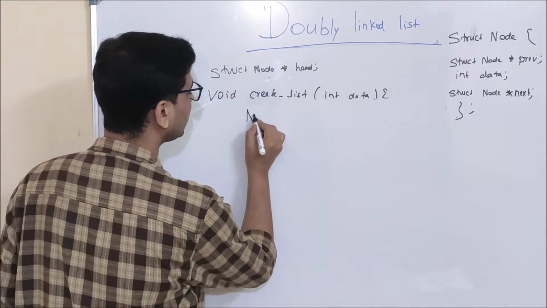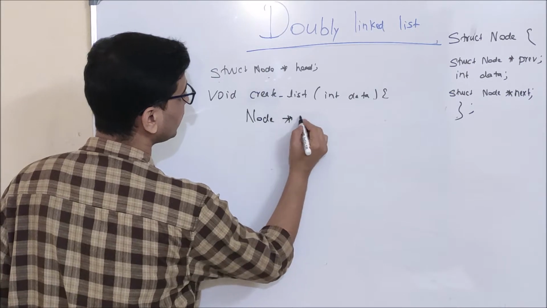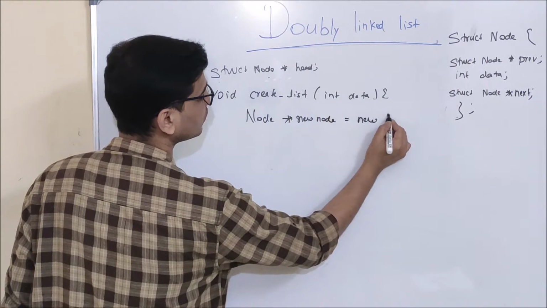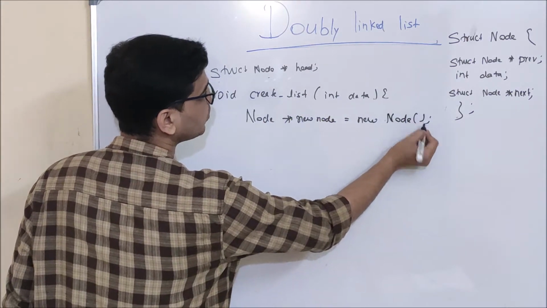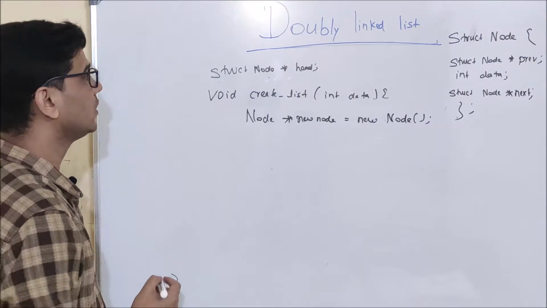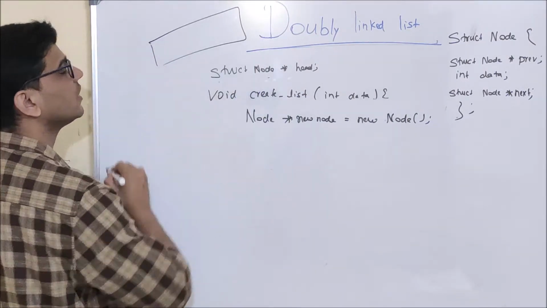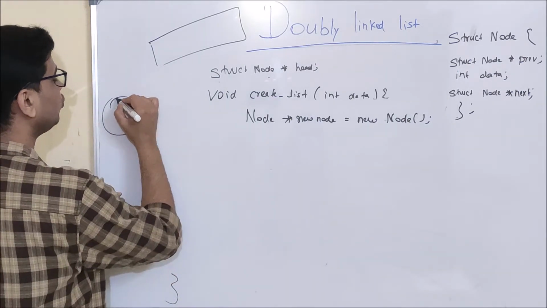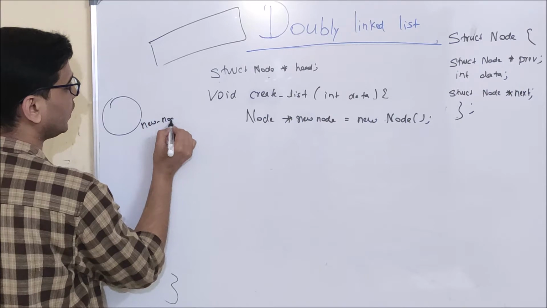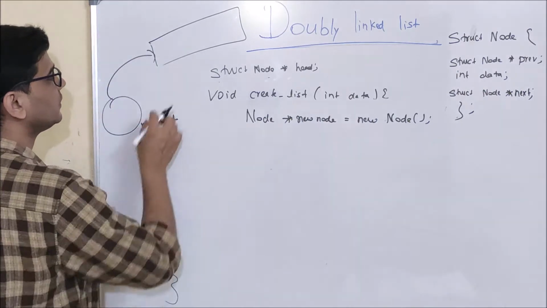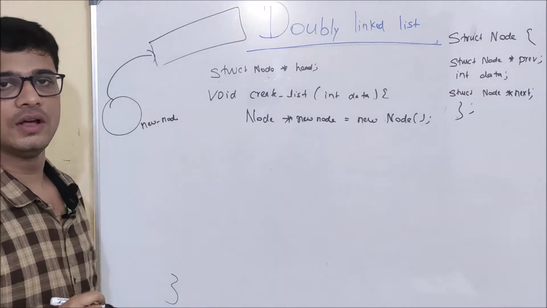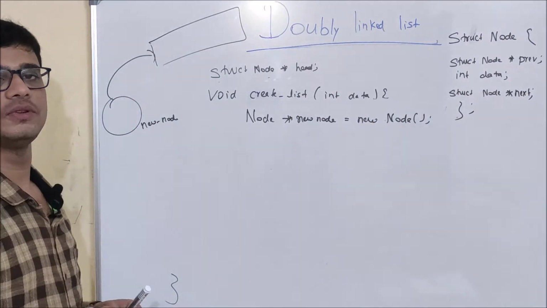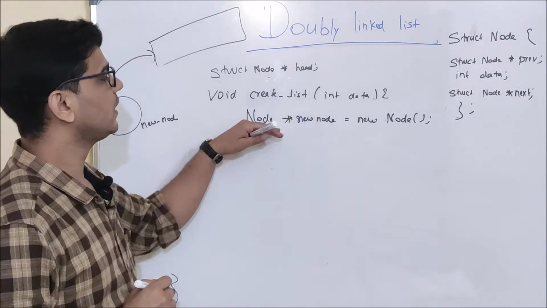And how are we going to create a node? Node star new node is equal to new node. This is C++ syntax. So what is going to happen here? The operating system will give us a block, and in the new node pointer we will store the starting address of this particular node, so that we can access this node and modify its content. So now we have created the node.